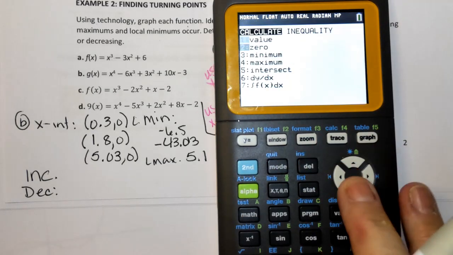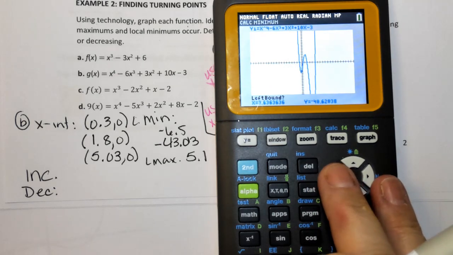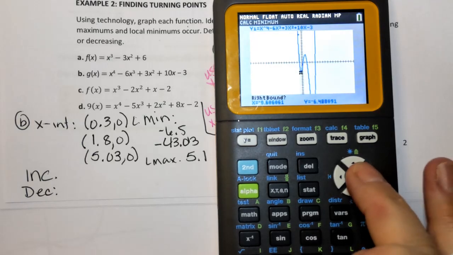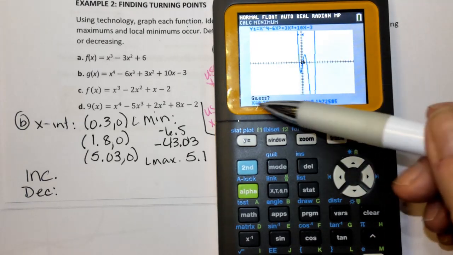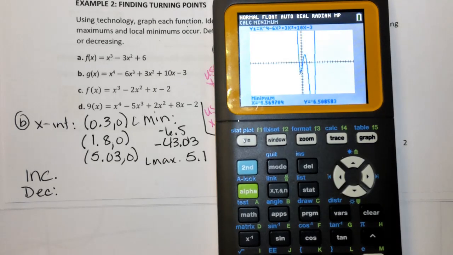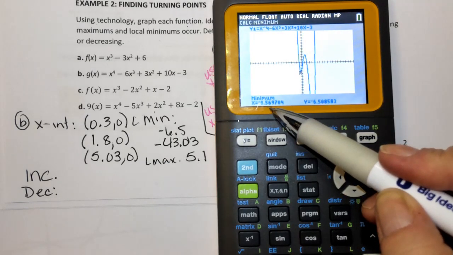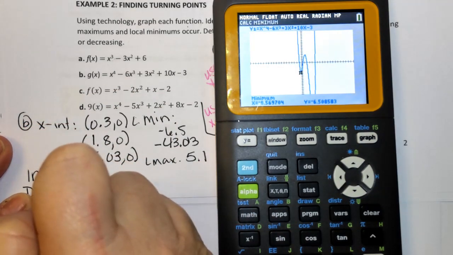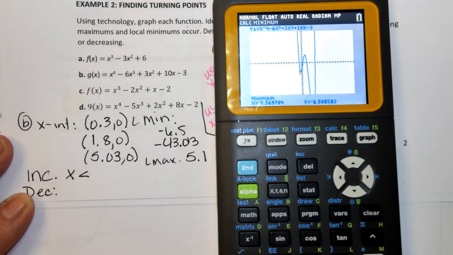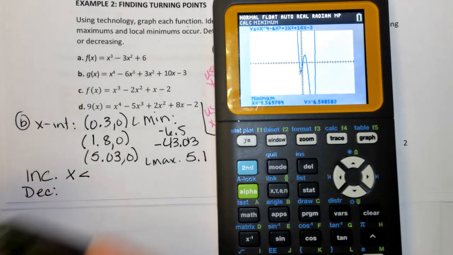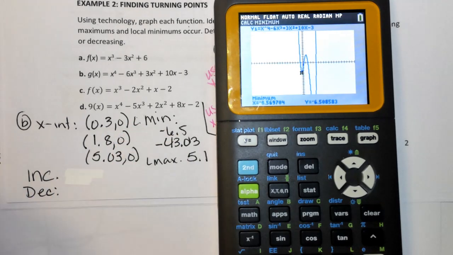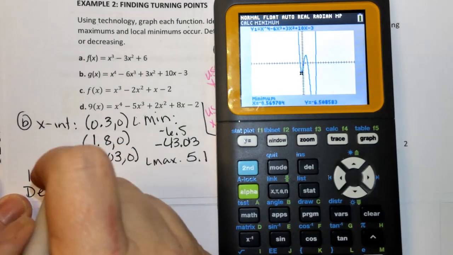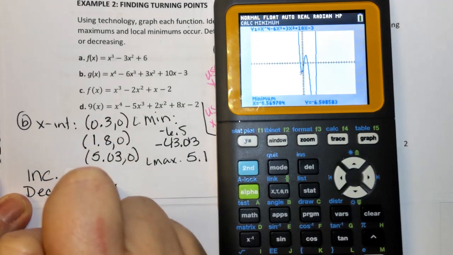So second, calculate. We want the minimum just so we can get that x value. All right, so there, and then right bound it right there. So it is, oh, we wanted to guess, yes, so negative 0.57. So we could say negative 0.6. So it is increasing before x hits, or not increasing, decreasing. So our graph starts off decreasing, right, until it hits negative 0.5. So that would be before negative 0.5.